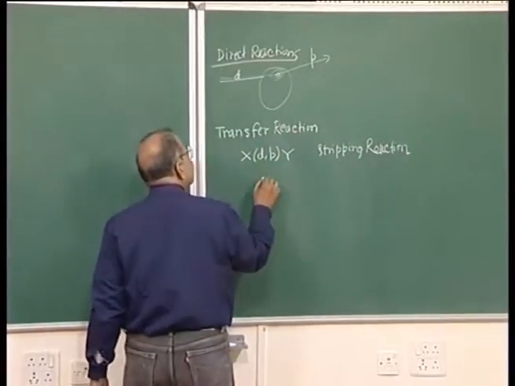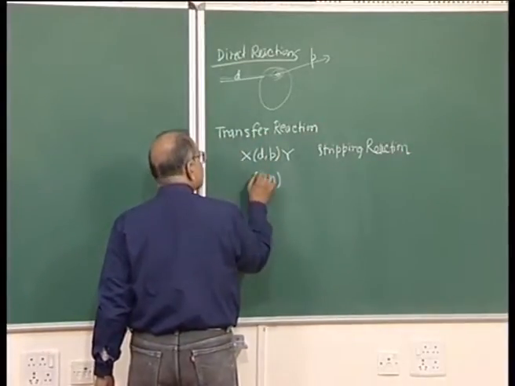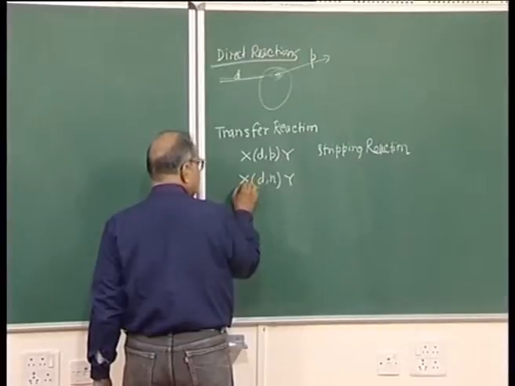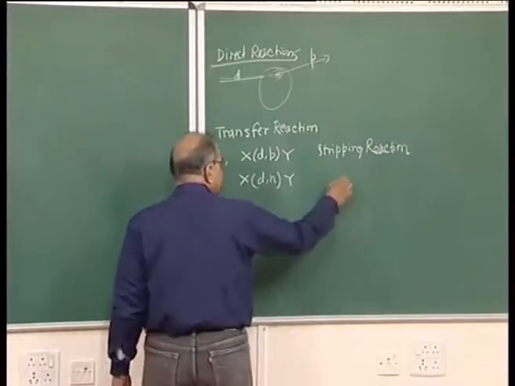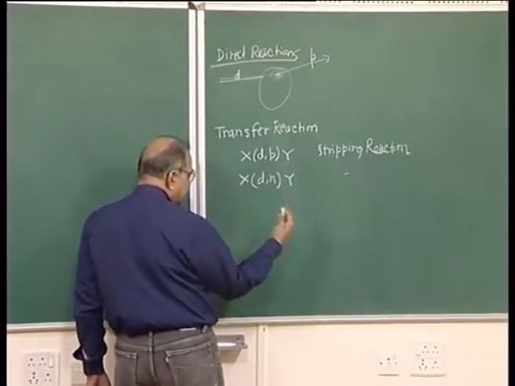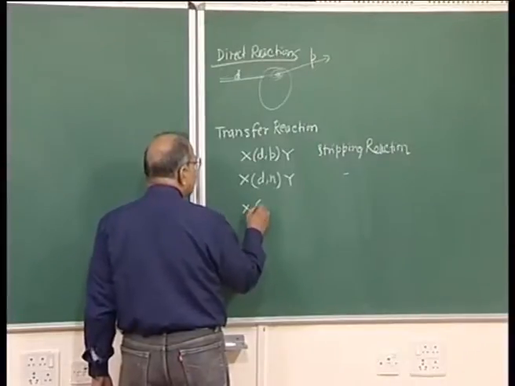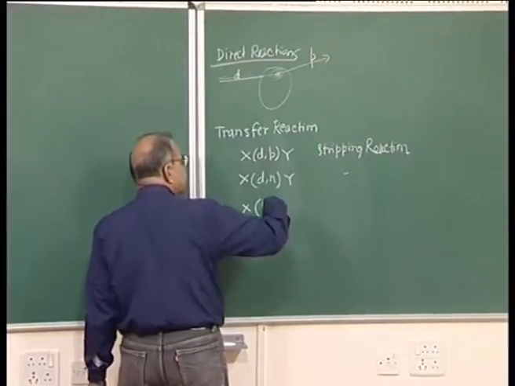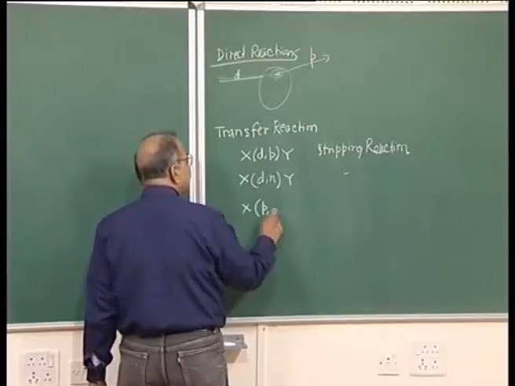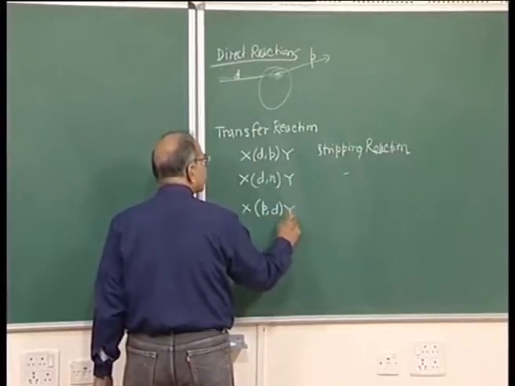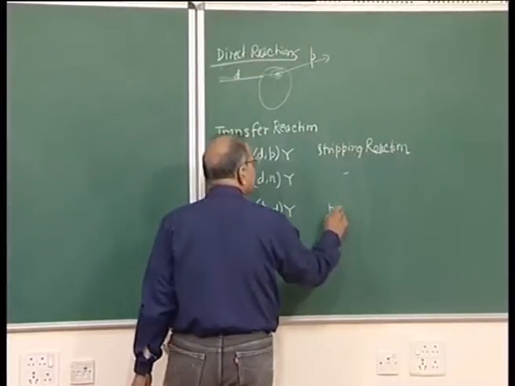You can also have a (d,n) type reaction, which is also a stripping reaction. The reverse is also possible: a particle coming in and then picking up something from the target. So, a (p,d) reaction, this is known as a pickup reaction.